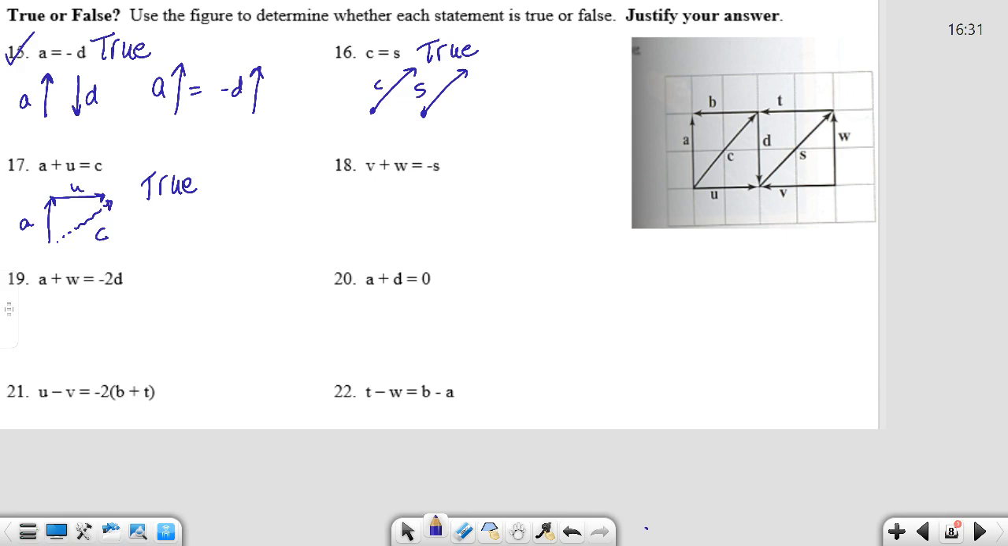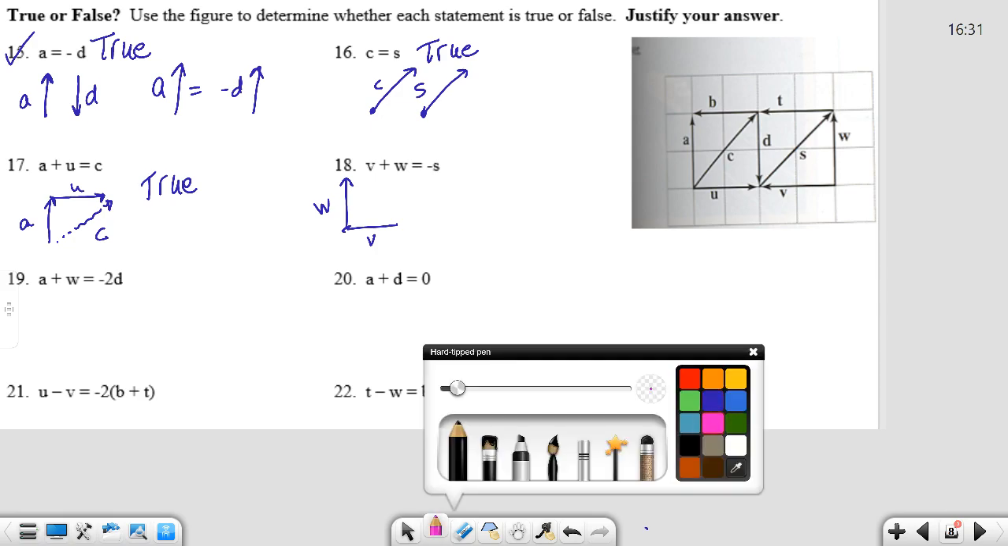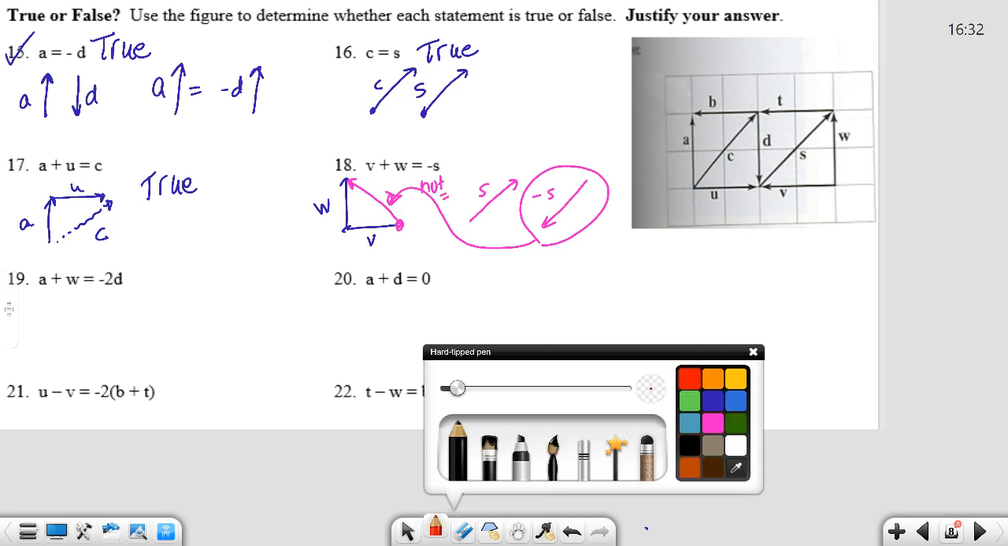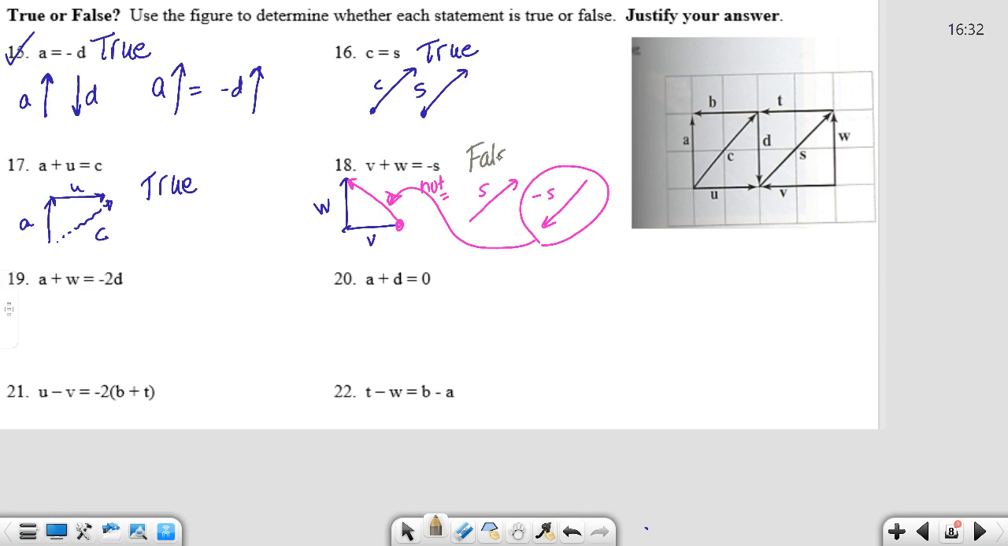All right, number 18, v plus w, does that equal negative s? Okay, so here's vector v, and then I want to add w. Its resultant, remember, goes from the beginning of v to the end of w. Is that the same thing as negative s? Okay, so here's s. So negative s would go just the other direction. This is not equal to one another. So unfortunately, number 18 is false. Good try, guys. Doesn't work.